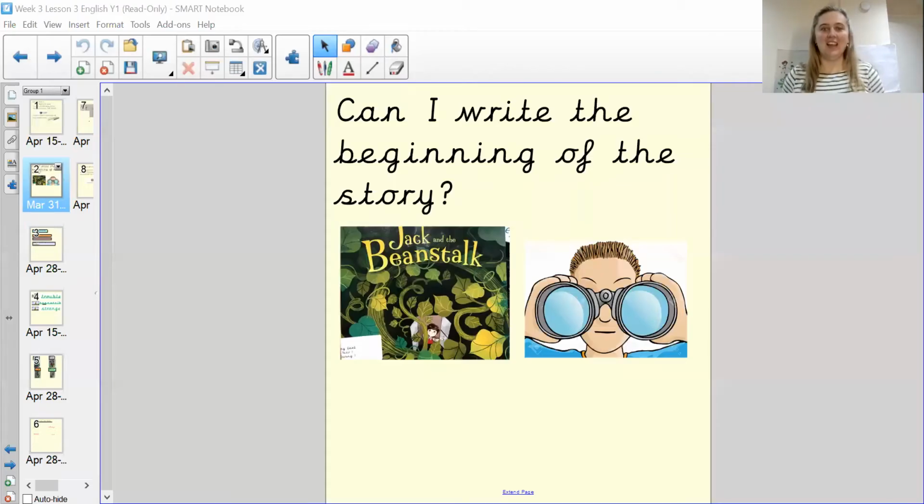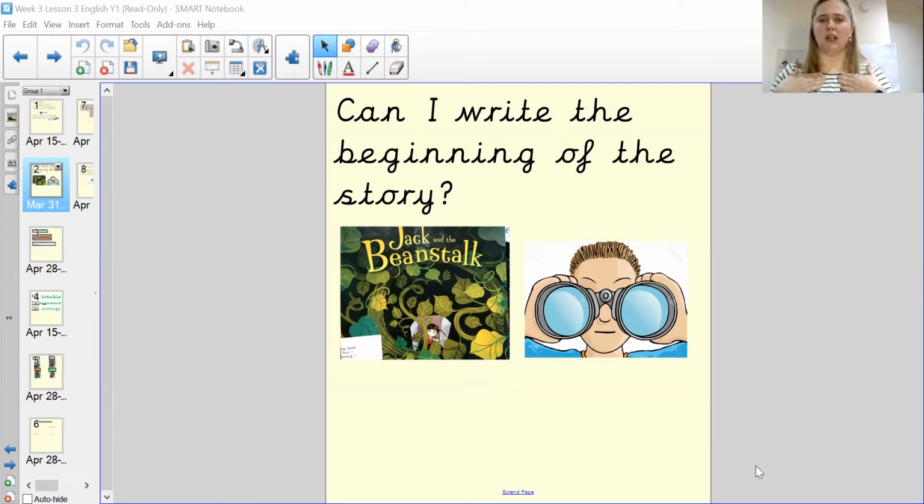There we go. Okay, today we are going to be writing the beginning of the story. Now, usually this is where we'd be doing our hot task, and I'd be asking you to do a big piece of writing all on your own. We're going to do it slightly differently, and we're going to write the story of Jack and the Beanstalk, but I do want you to do it on your own. So please, please, please, parents, do not help with any spellings or anything. You're going to use your Fred Talk and you're going to use your sound mat to help you out, okay?